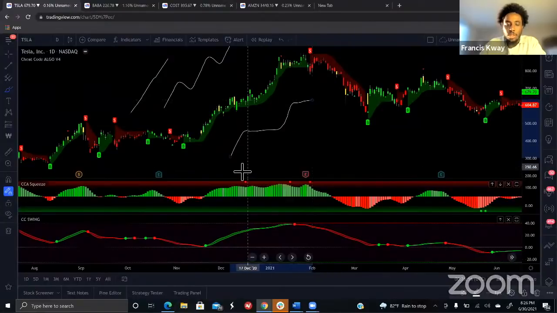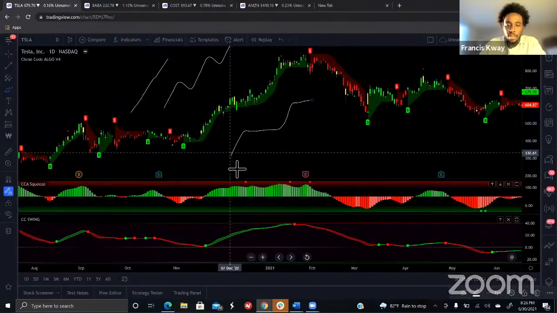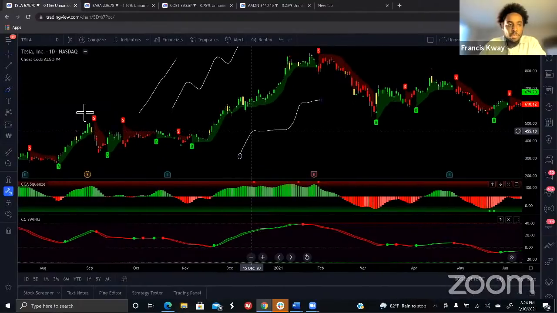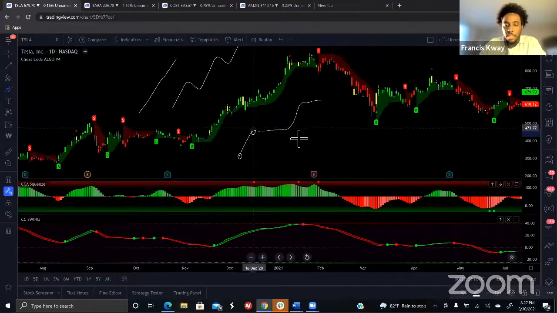And so what we want to do as traders is we want to catch it here. And then we want to sell it here. And then we want to wait until we get confirmation that it's going to go again. And then we want to enter again here.